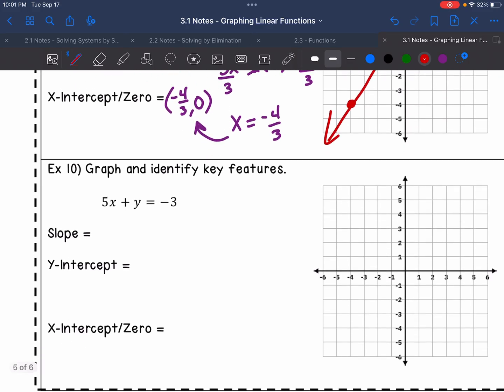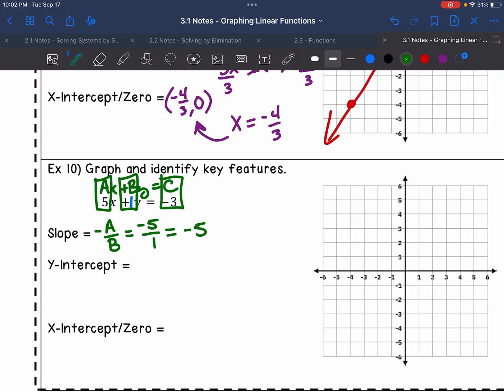All right, so let's look at another one. So we have ax plus by equals c. All right, so remember, if I just have a variable with no number, it has an invisible 1 that multiplies it. So this means a is 5, b is 1, c is 3. So my slope, remember, was negative a over b. So this will be negative 5 over 1, which just equals negative 5. Okay? That means my line is going to be going down 5 and right 1.